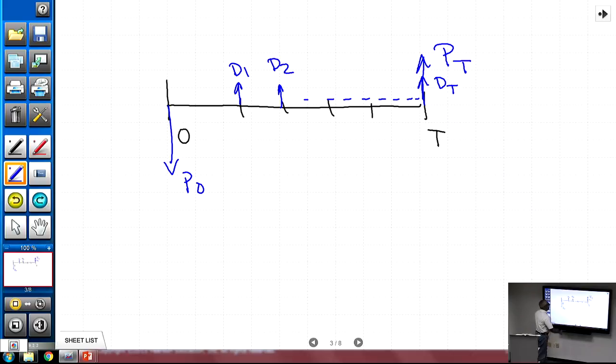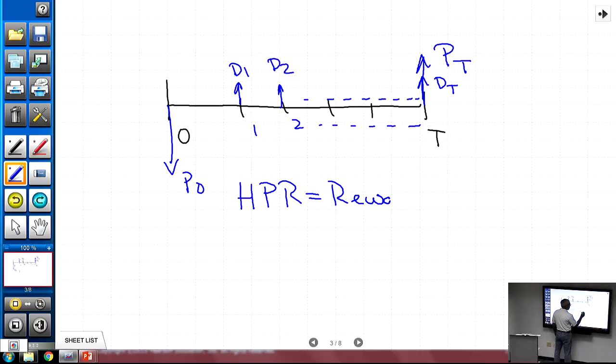Each year I'm being paid a dividend: 1, 2, and so on, all the way till T. In this case, holding period return, which is my reward from investing, would be ending stock price PT minus beginning stock price P0 plus the sum. This is the summation of all dividends.